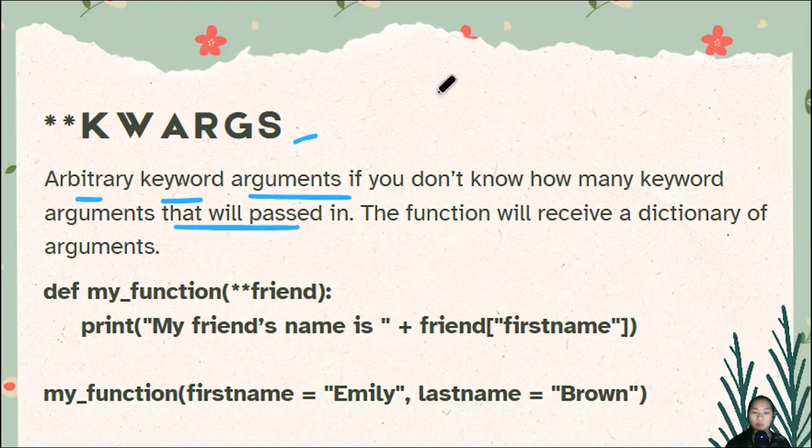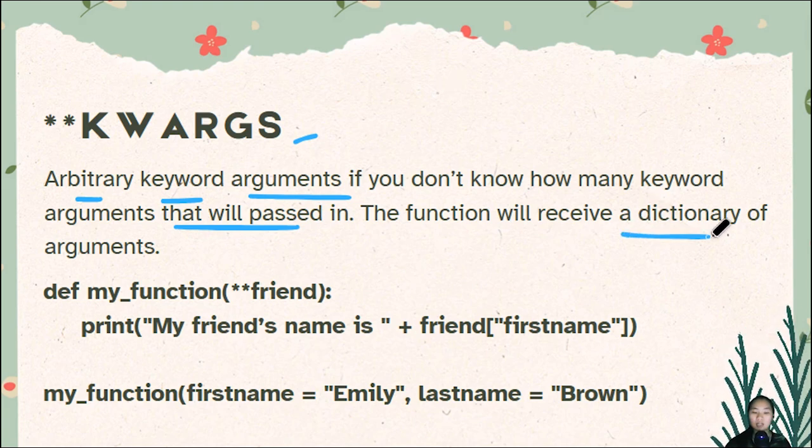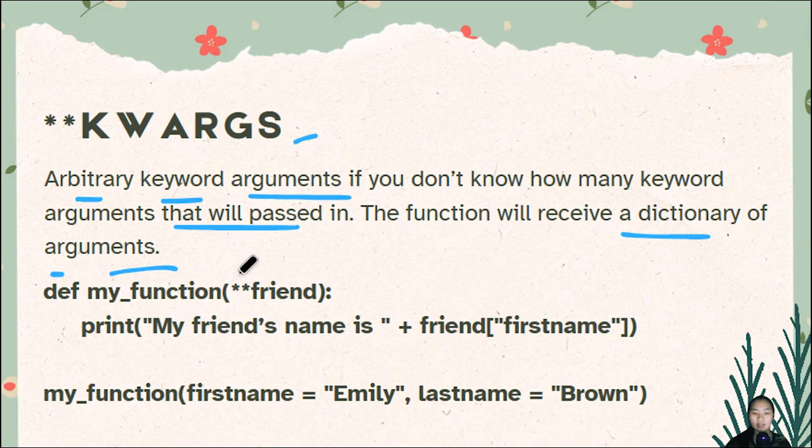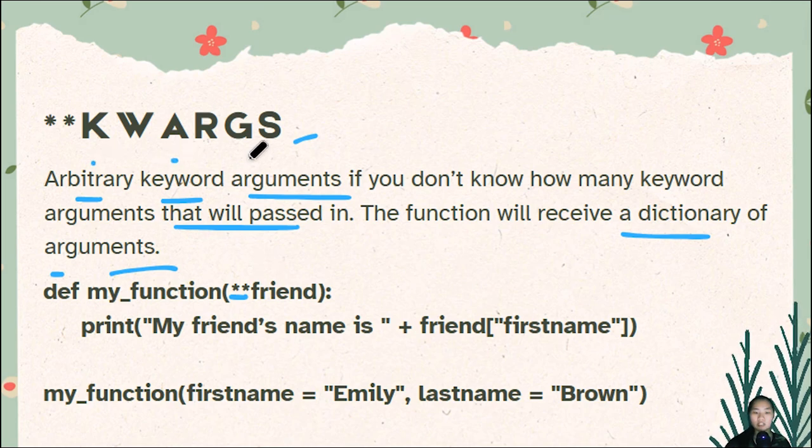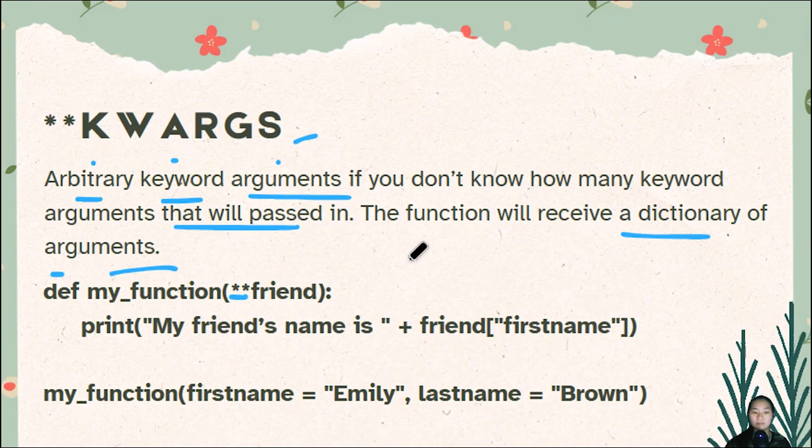Arbitrary keyword arguments give the function a dictionary to work with instead of the classic arguments you saw in the previous lesson that I've explained. We have def my function and then these two symbols. These are the symbols that tell Python, hey, this is an arbitrary keyword argument. It's not just any sort of argument.